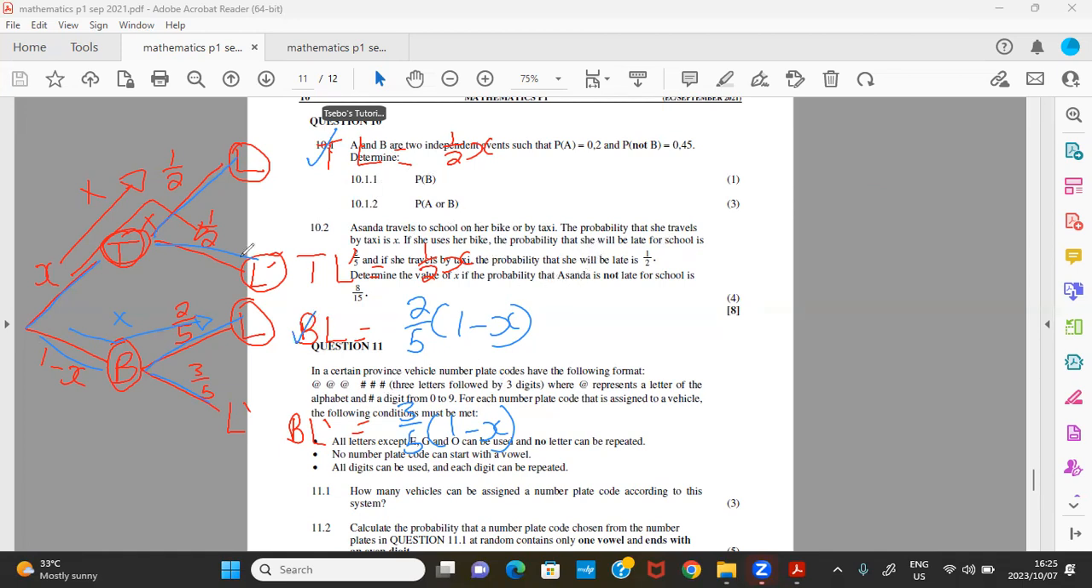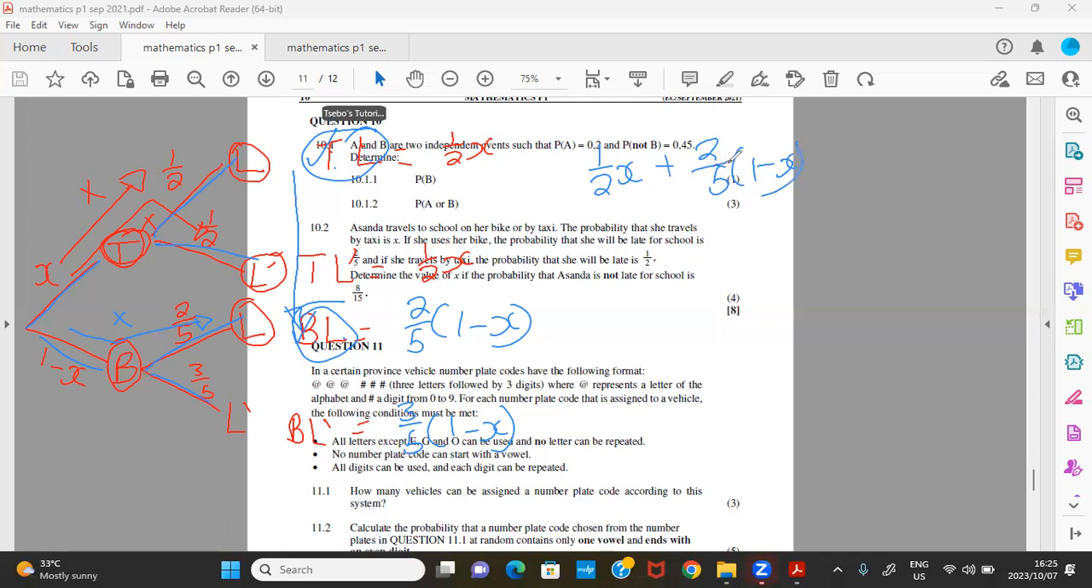So then, already we know it's this one and this one, right? So she uses a taxi, she uses a bike, and she's late. So what we are just going to do now, again, we know when we go along the branches, horizontally we multiply. So when we go down now, or vertically, we add. So to see that she's using a taxi and she's late, and she's using a bike and she's late, it will be 1 over 2 plus 2 over 5, 1 minus x.